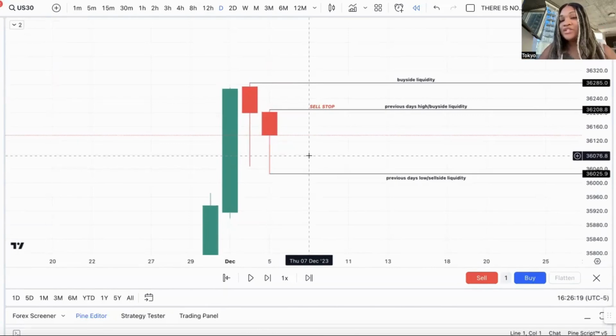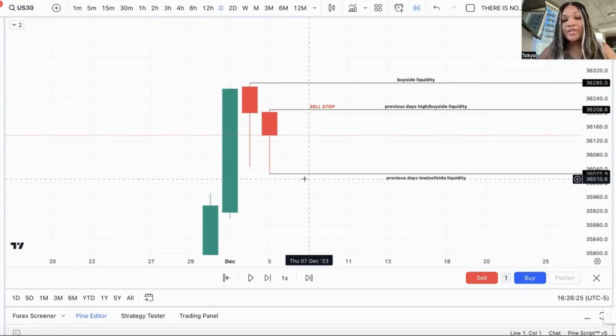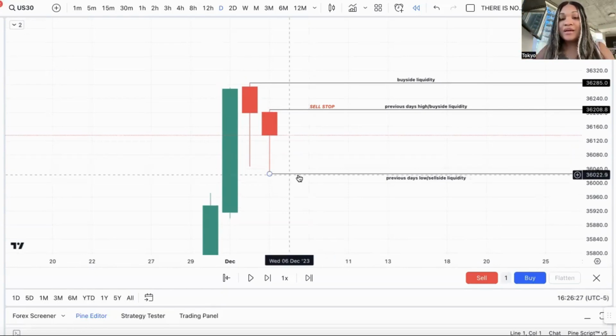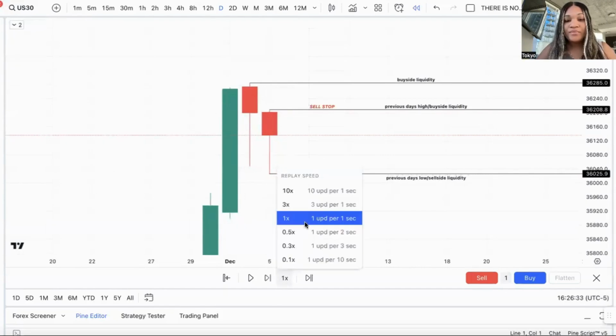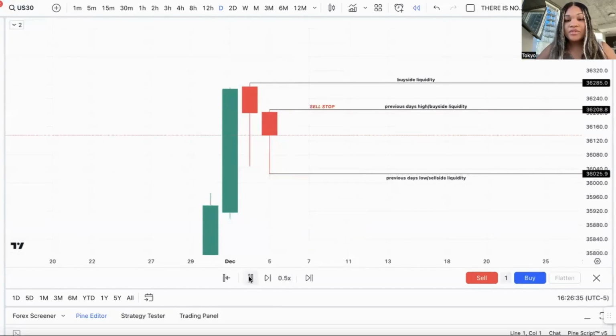We're expecting manipulation, meaning the market is going to open and go in the opposite direction of where we want it to go, and eventually come down. And here is our target. In the downtrend, we're using the sell side liquidity as areas for take profit. So here is my take profit, and I'm just gonna let that play out.